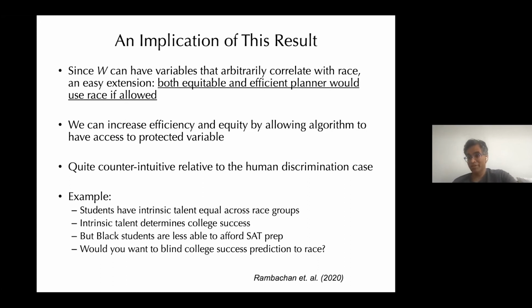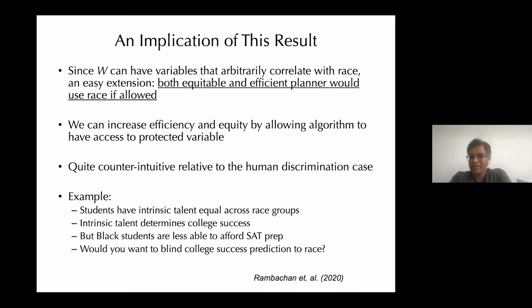When you're regulating humans, the thing you would do is don't let them look at the protected variable. But with algorithms, you actually want to give them access to the protected variable. In case you think this is bizarre, just think of the following trivial example. Suppose students have intrinsic talent that for a minute we'll assume is equal across race groups. And these students, their intrinsic talent determines college success.